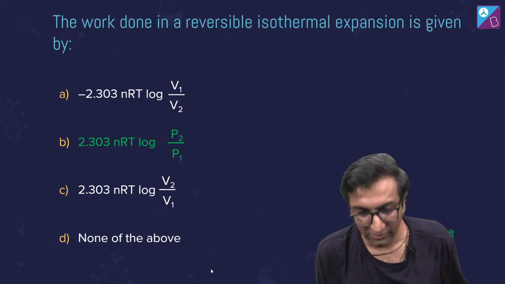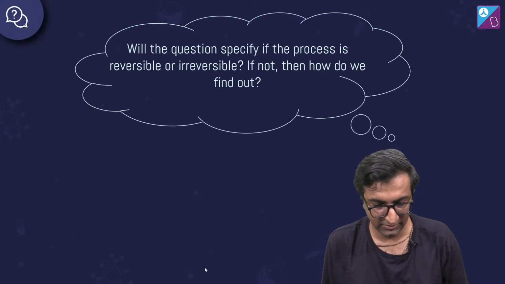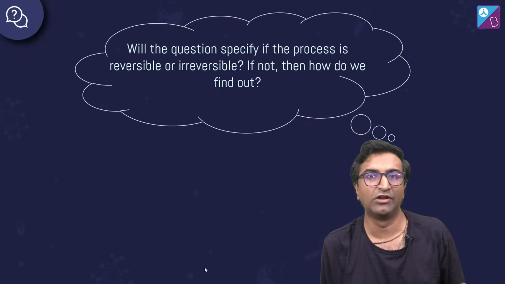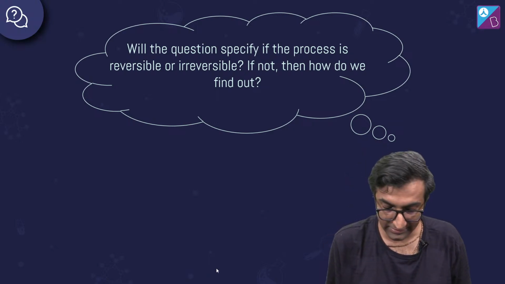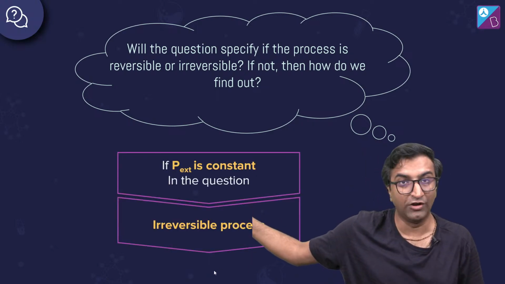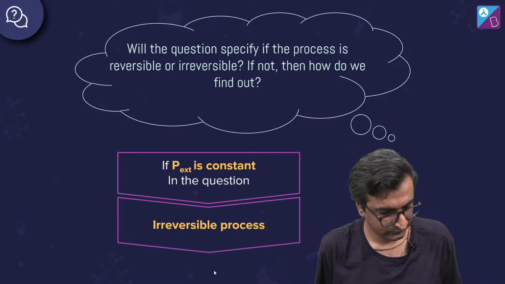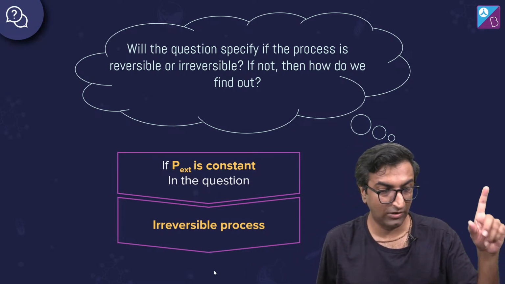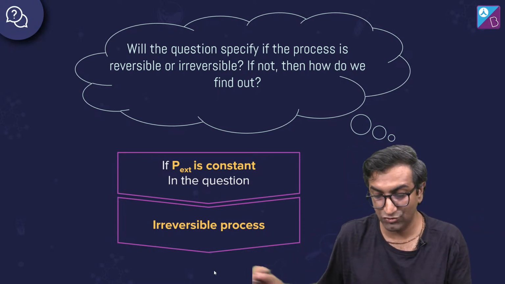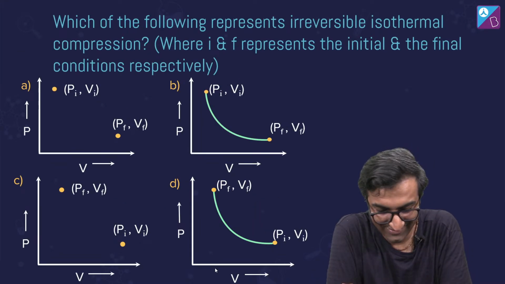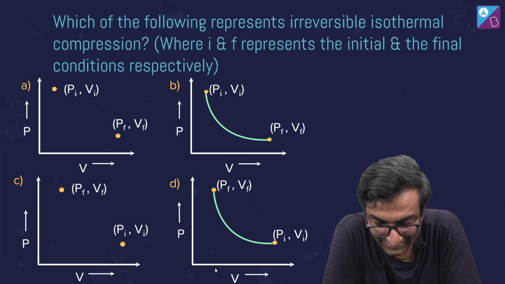Okay. Now, कभी-कभी सवाल में क्या होता है ना कि they don't tell you कि reversible है कि irreversible है. What do they don't tell you? Well, here's the thing. अगर P external की value constant है, then it's an irreversible process. It's as simple as that. एक छोटी चीज जो मैंने आपको लास्ट सेशन में बताई थी, but I will also teach you that through this question is this.